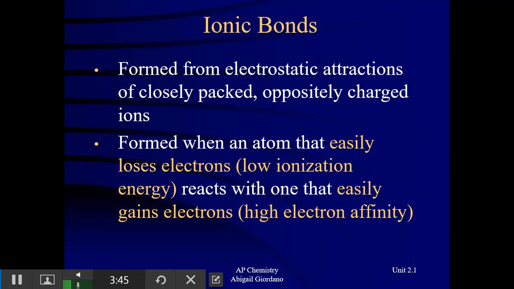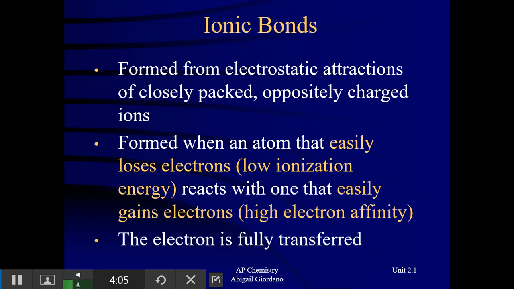Metals will react with something that easily gains electrons. That's going to be your nonmetals. Again, remember from last unit, nonmetals tend to have high electron affinities. They take on or gain electrons readily. And those electrons are fully transferred from the metal to the nonmetal.